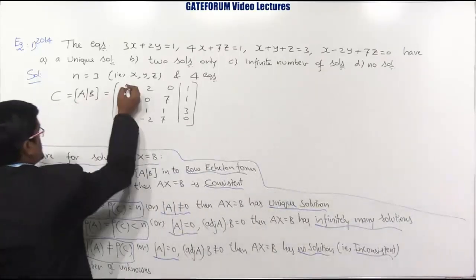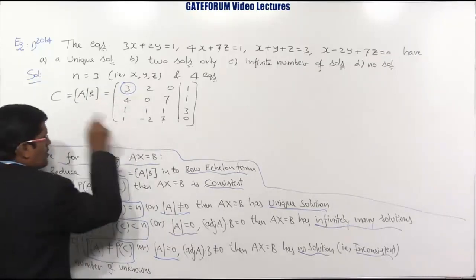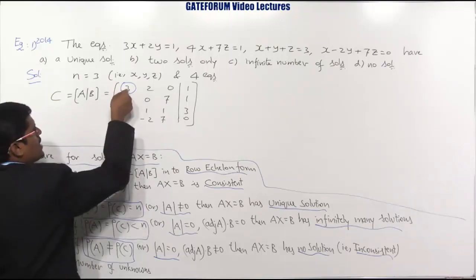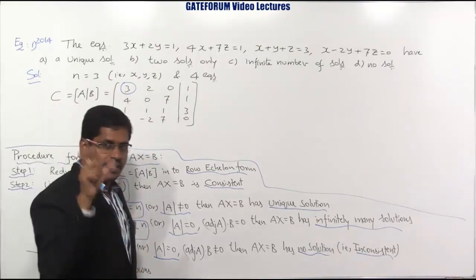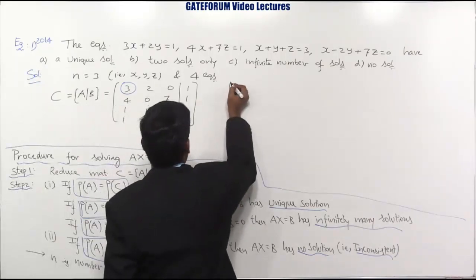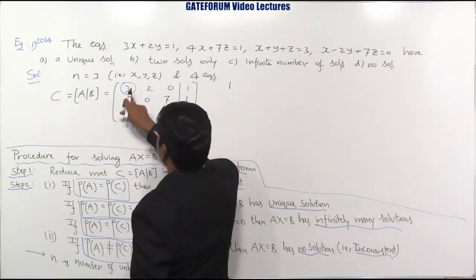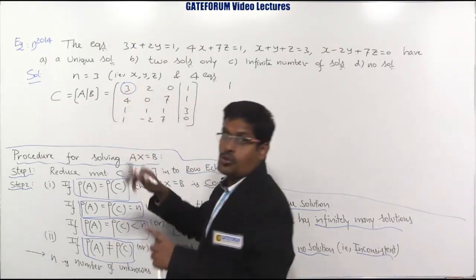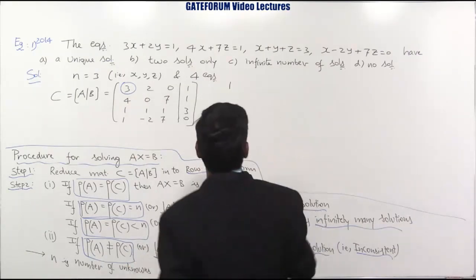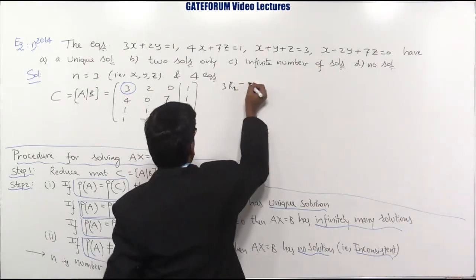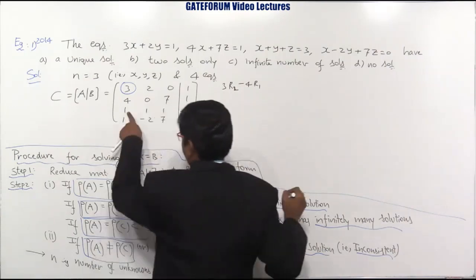So the first non-zero element is 3. We should make its down elements zero. There are 3 down elements: the R2 element, R3 element, R4 element. With the help of R1, we have to apply some row operations and make zeros. So what are they? Here I am writing. How do you make 4 zero? With the help of 3, here I have to multiply by 3 and here I have to multiply by 4. So you will be getting 12, 12, 12 minus 12, 0. So applying 3R2 minus 4R1.